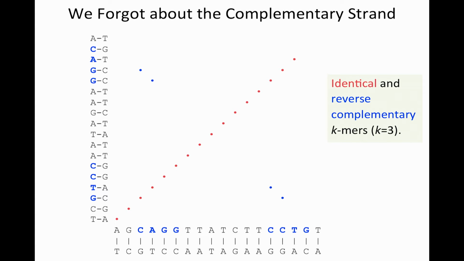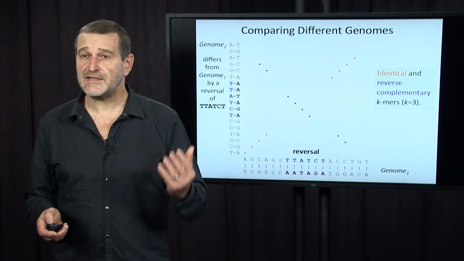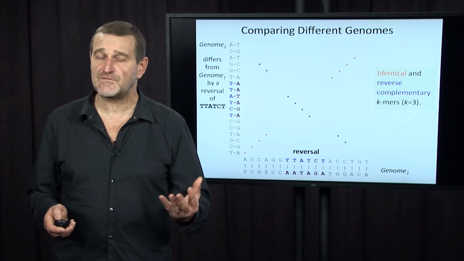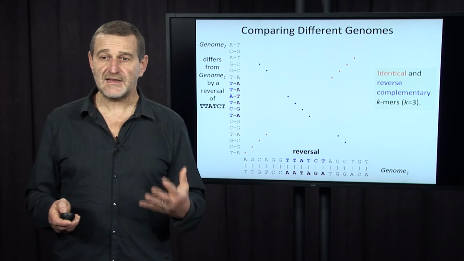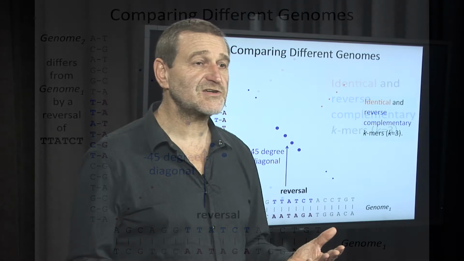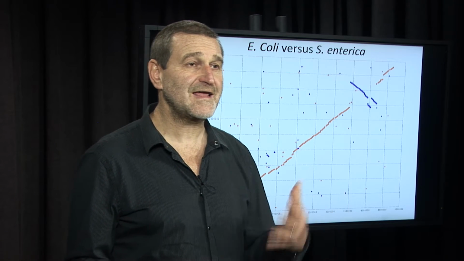Now, this is how genomic dot plot looks like when we compare a genome against itself. But can we also construct genomic dot plots when comparing 2 different genomes? And here's an example of comparing one genome with another one that is obtained from the first one by a reversal. And in this case, you can see that a reversal corresponds to -45-degree diagonal formed by blue points in this genomic dot plot.